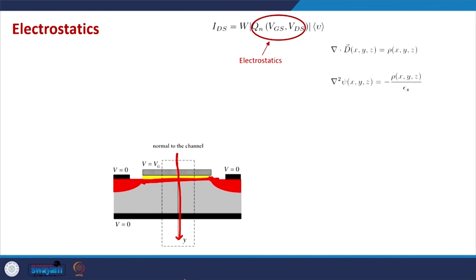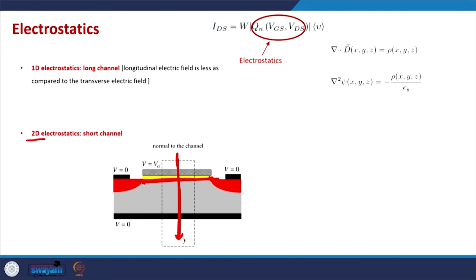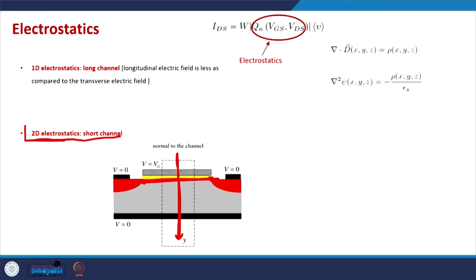It becomes of the same order as the electric field in this direction, and in that case we need to consider the 2D electrostatics in the short channel MOSFETs. So, that is how the treatment of electrostatics typically changes as we go to nano MOSFETs or ballistic MOSFETs. In very small MOSFETs we need to consider 2D electrostatics, and in large MOSFETs we can generally do the calculation using 1D electrostatics, and that will give us fairly good results.